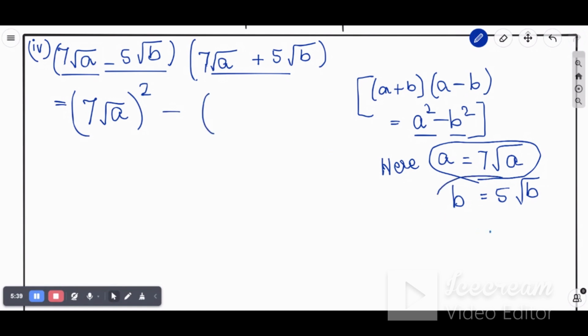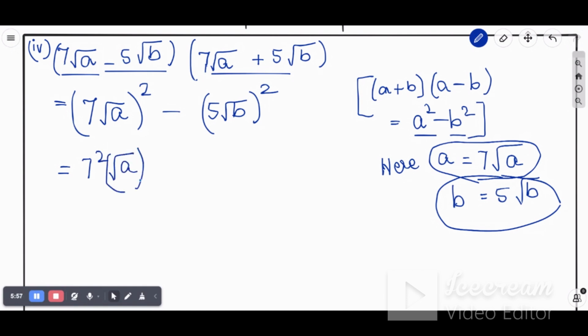What is b here? We have found that b is nothing but your 5 root b. So b is 5 root b, the whole square. So what you have to do here is 7 root a the whole square. What is 7 root a? 7 square and a square. So that will be 7 square and square root of a the whole square. Here also you will get 5 square and square root of b the whole square.